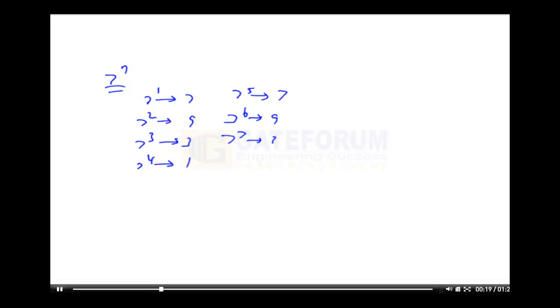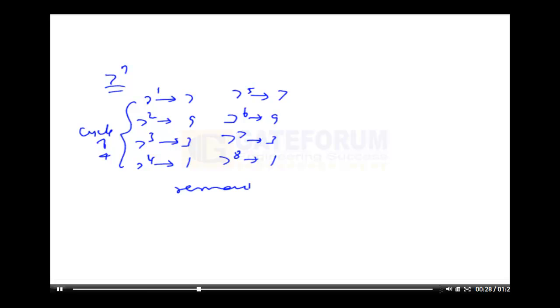Seven power n. 7 power 1 is 7. 7 square ends in 9. 7 cube ends in 3. 7 power 4 will end in 1. We go ahead. 7 power 5 will end in 7. 7 power 6 will end in 9. 7 power 7 will end in 3. And 7 power 8 will end in 1. Again, the cycle of 4.